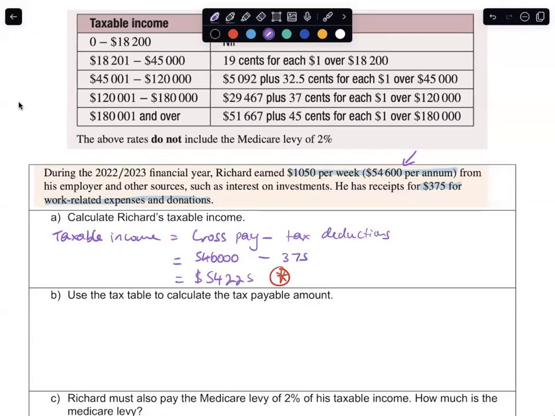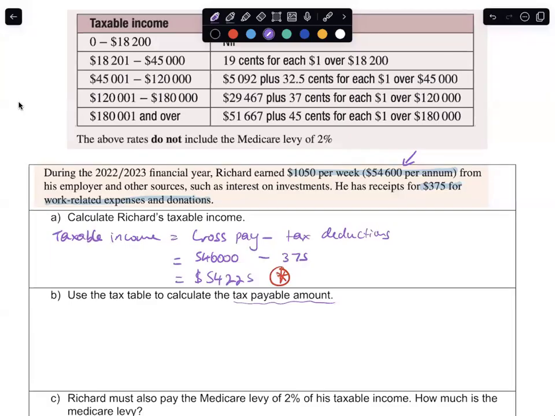It's so important. Now what we're going to do is use our tax table in part B to calculate our tax payable amount. Heed my words, this is not the total tax payable. This is just the tax payable on the income. We'll talk about total tax in just one moment. So when you see that you need to calculate the tax payable amount, I want you to think, this is where we use the table.